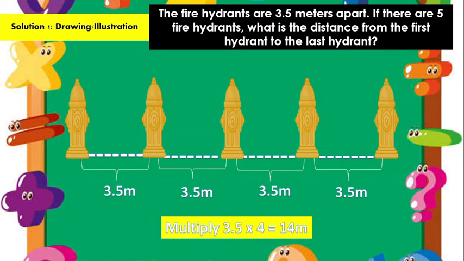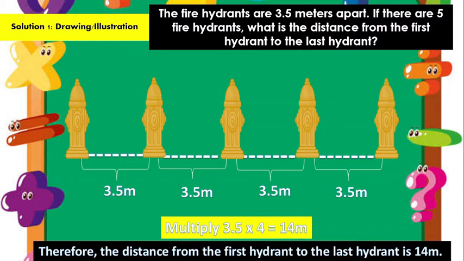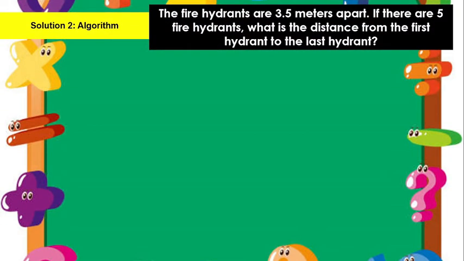So that is 14 meters. Therefore, the distance from the first hydrant to the last hydrant is 14 meters. Very good. Now let's try another solution.